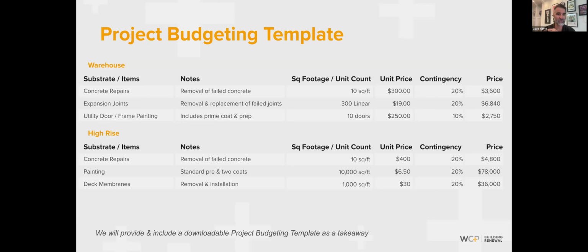Okay. And since we spoke about utility doors, this is a good example of a unit price. So typically the door and the frame per side to prime, prep, and paint, 250 bucks, 10% contingency. That gives you a good rough budget for 10 doors.